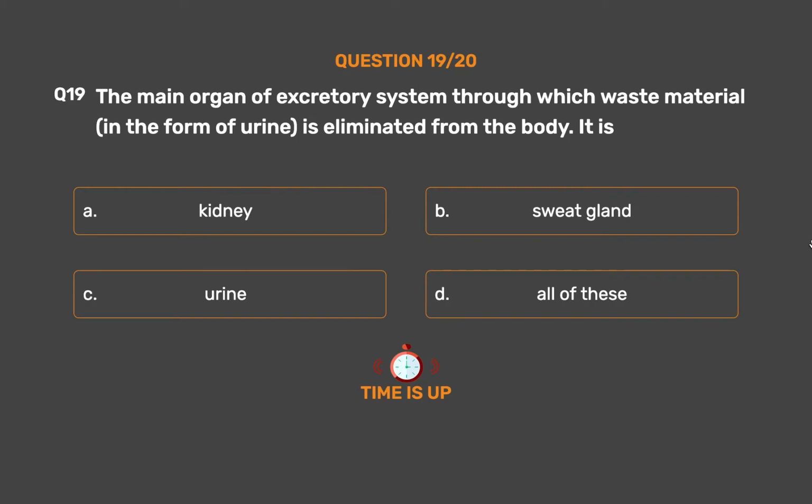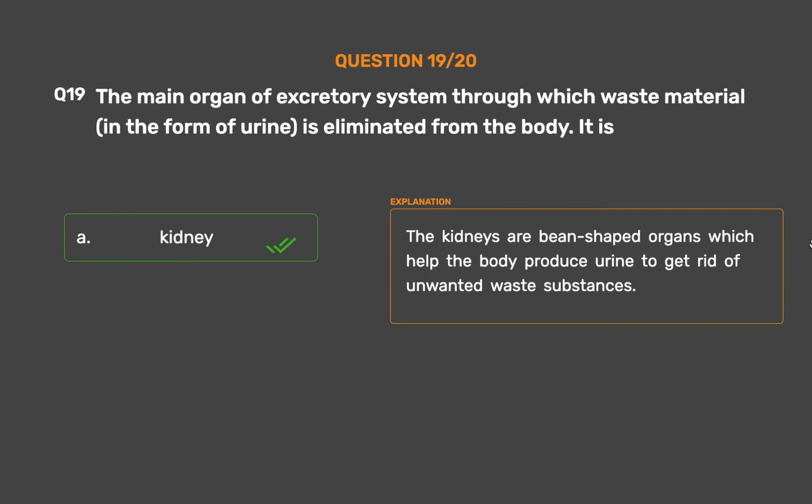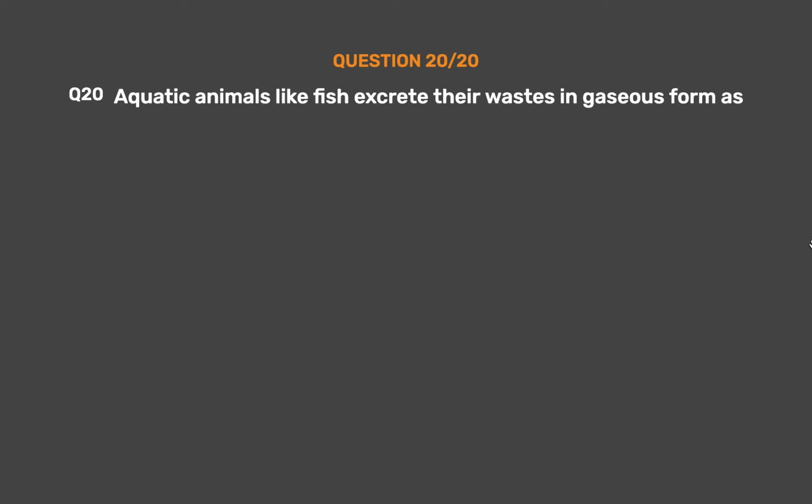The correct answer is option A. Kidney. The kidneys are bean-shaped organs which help the body produce urine to get rid of unwanted waste substances. Question number 20. Aquatic animals like fish excrete their wastes in gaseous form as option A.